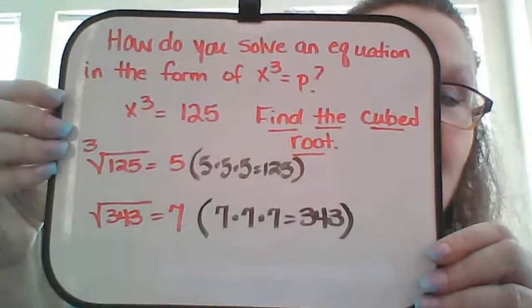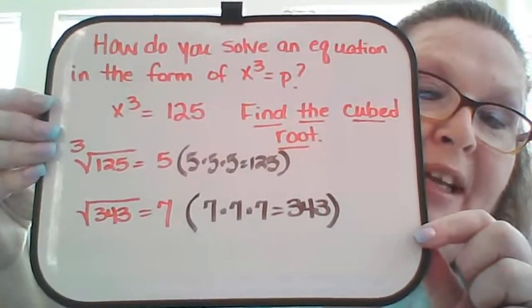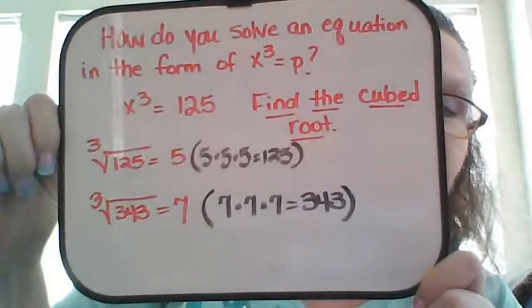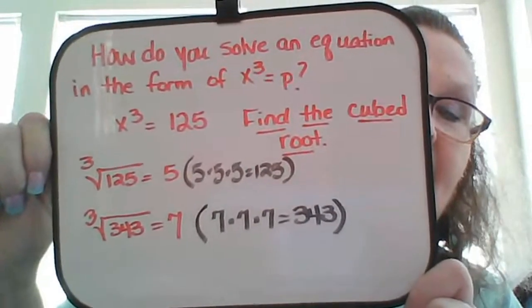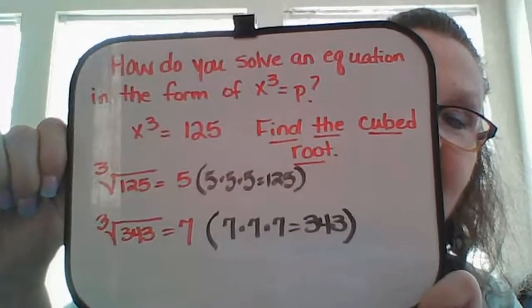If you wanted to know the cube root of 343, and I forgot to put my little 3 outside the radical showing cube root. So the cube root of 343 would be 7, because 7 times 7 times 7 equals 343.